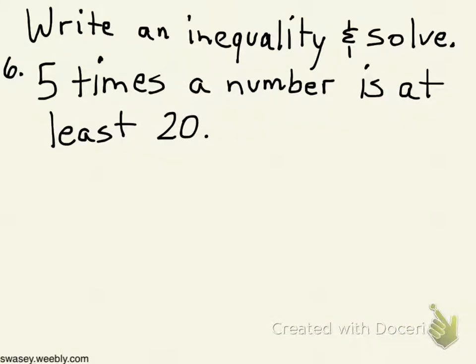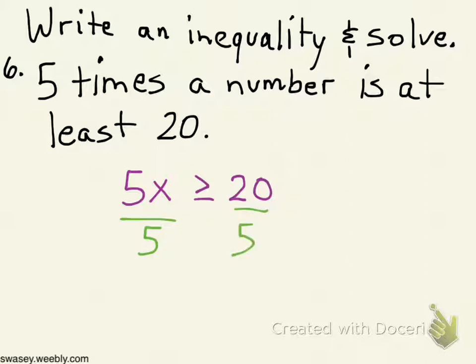This time we see 5 times a number, so 5x or 5n is at least, greater than or equal to, 20. To get rid of multiplying by 5, divide by 5. And so we get x is greater than or equal to 4.